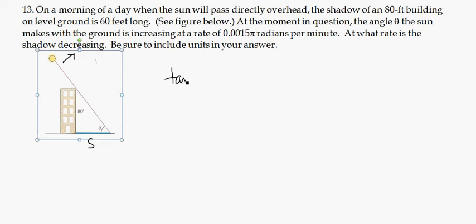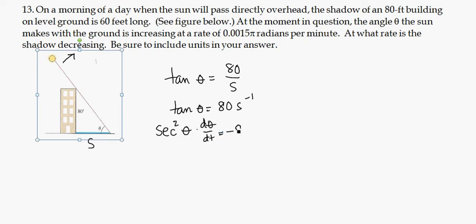So we have the tangent of theta is 80 over S, or tangent of theta equals 80 S to the negative 1 for the sake of taking derivatives. So we take the derivative of both sides with respect to t, so we get secant squared theta times d theta dt equals negative 80 S to the negative 2 times ds dt. Now we need to plug in all the known values, but we don't know what theta is, so we have to first figure that out.